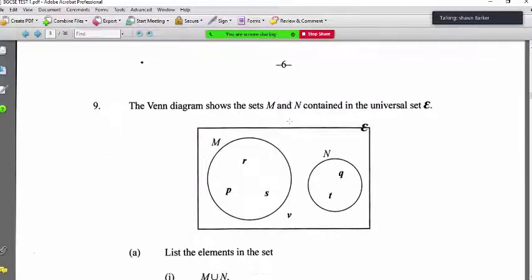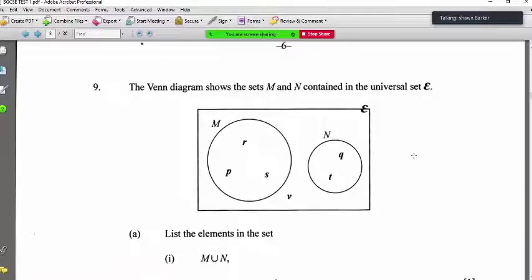Okay, here we have a Venn diagram. The Venn diagram shows the sets M and N contained in the universal set E. List the elements in the set M union N. So basically, we just want all the elements in M along with all the elements in N. So in this case, it'll be P, R, S, and then T and Q.